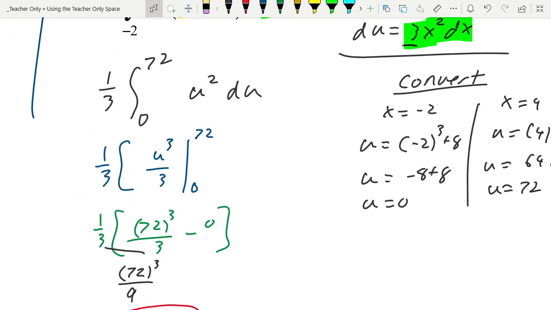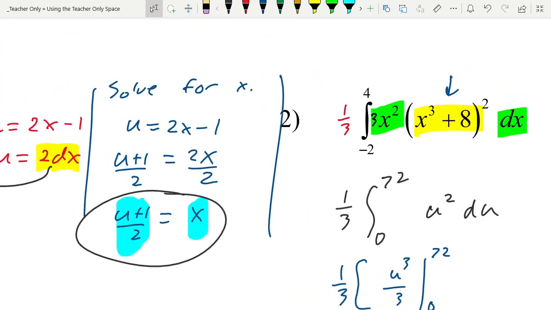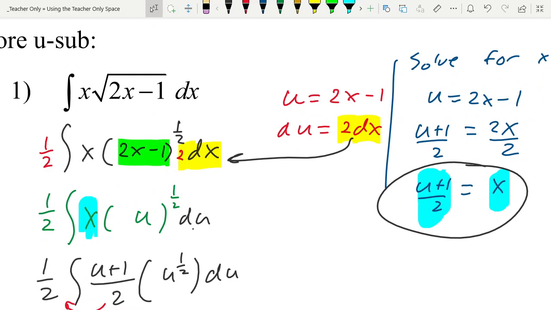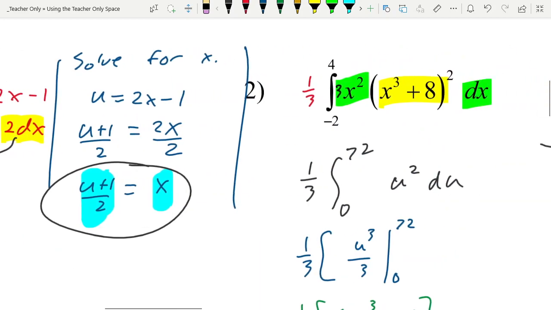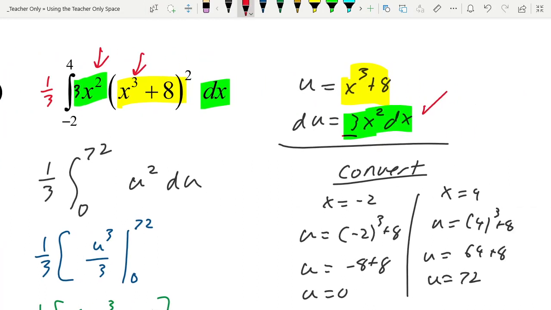All right, so what is the big takeaway? Compare and contrast problem 1 to problem 2, right? They look somewhat similar. They both have a chain rule, and they both were done using u substitution. The difference was this first one didn't have that perfect match. It had the x on the outside, where my du didn't have an x to substitute in, where this one had an x cubed on the inside and an x squared on the outside, so that du matched up.